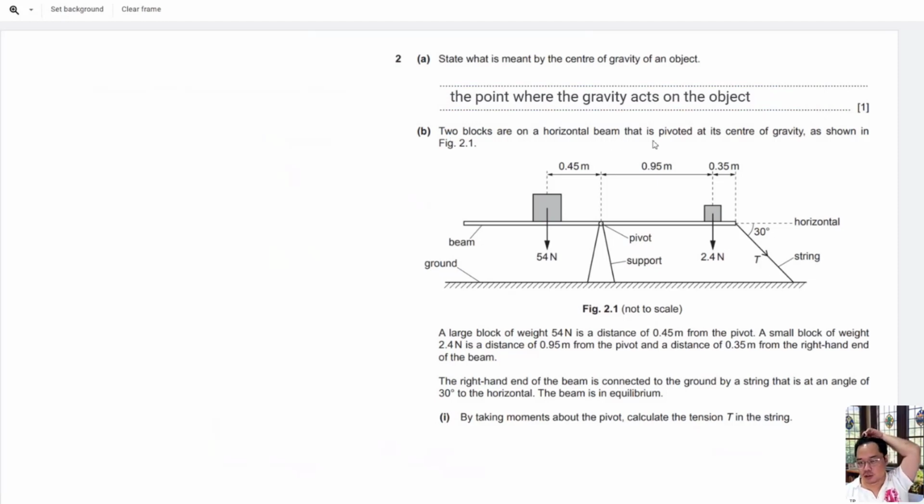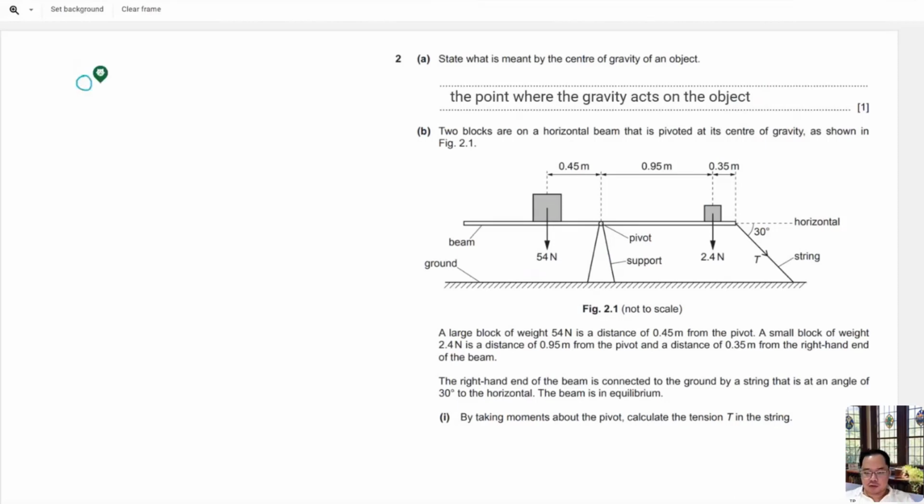The two blocks at horizontal beam that is pivoted at this center of gravity here, right in the middle, right at the center of gravity of the beam. And we know the masses, the weight of the two blocks, 54 Newton and 2.4 Newton, and the distances. And the system is in equilibrium due to the support of a string here, the tension is T downward like this, making an angle 30 degrees. By taking moments about the pivot, calculate the tension in the string. Okay, basically it's similar to the problem that we've done. Try doing that. Calculate the clockwise moment and counterclockwise moment.